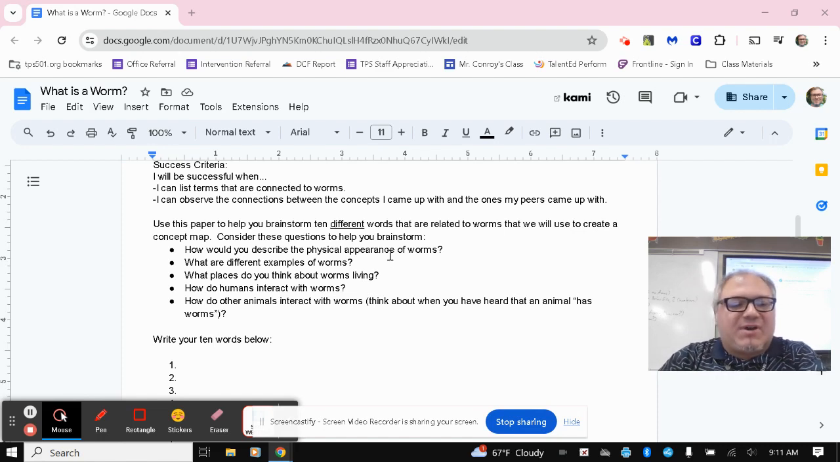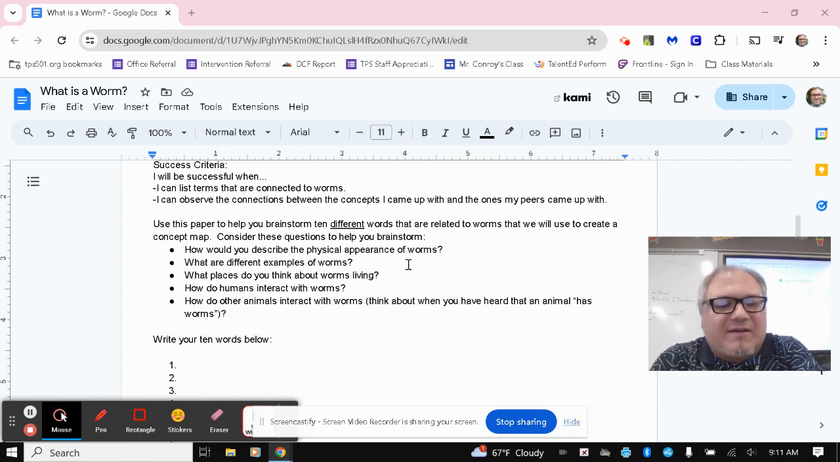So, how would you describe the physical appearance of worms? Think about overall body shape and things you would associate with them, maybe just their overall texture or body coverings, things like that.